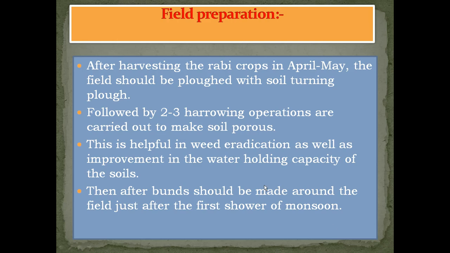You can see that upland rice cultivation requires one plowing followed by 2 to 3 harrowing operations. There is no need of a puddling operation for direct seeded or upland rice cultivation. Clearly remember, this is an important part of the requirements for upland rice.